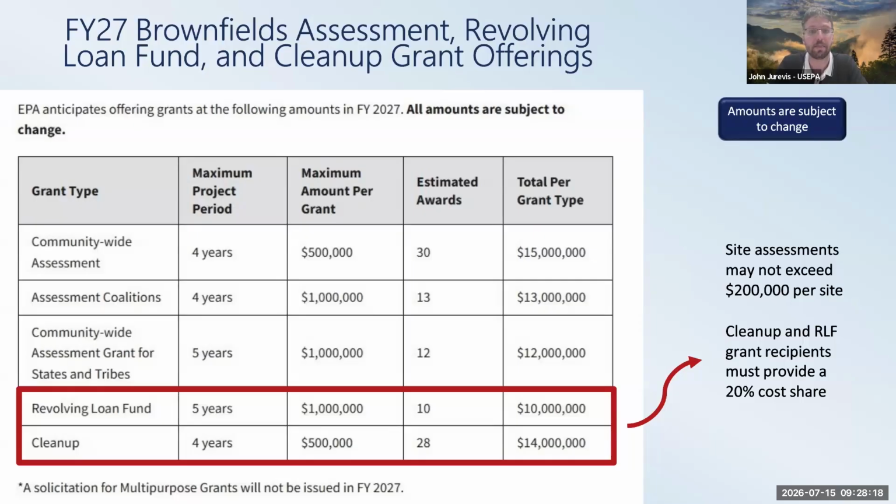Another thing to note, we are moving past having the additional infrastructure law funding. So the amount of awards and the maximum amount per grant has decreased pretty much across the board this year. We still expect to get a lot of awards out in Region 5. We always end up being towards the top in terms of the amount of grants that we get. And then the statutory cost share is back for the cleanup and revolving loan fund grants, at 20% of the entire grant amount. Next slide, please.